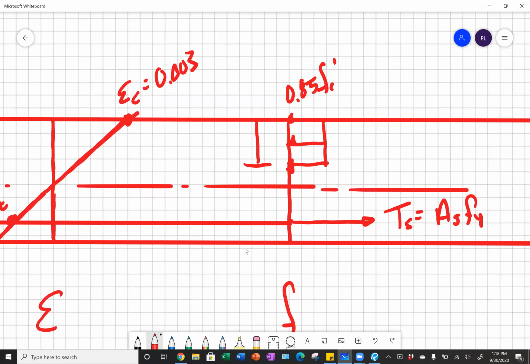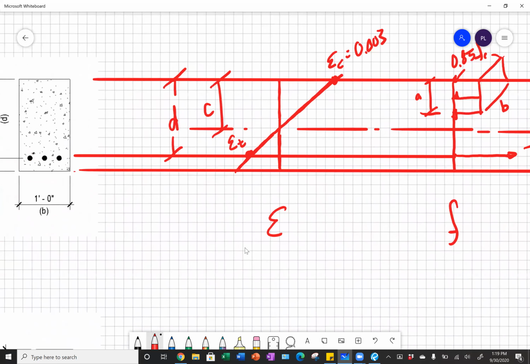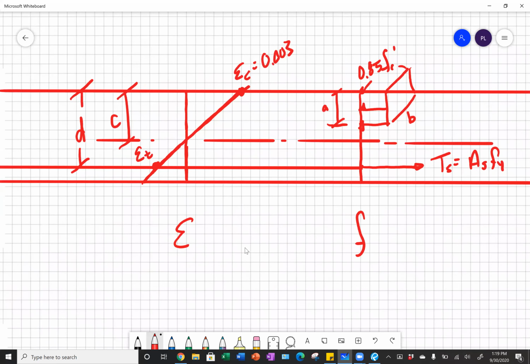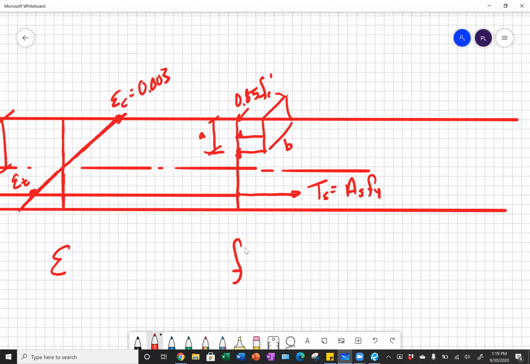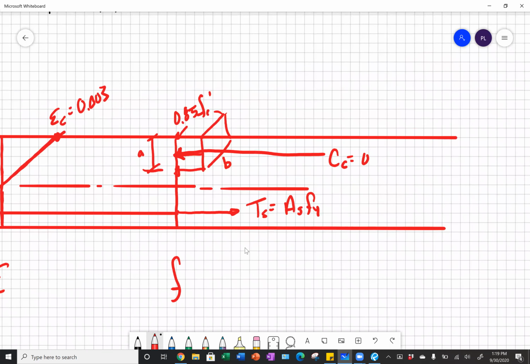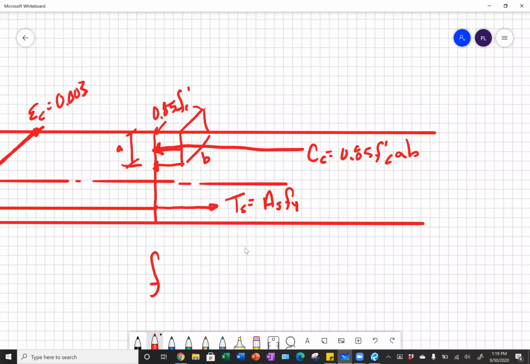We know this dimension is A, the depth of our stress block, and we know it goes into the page a B dimension, where B is the width of our beam. In this case, this would be our B dimension, 12 inches. If we take the area of that rectangular stress block, that becomes our compression force in our member, which we abbreviate C sub C, and we would have 0.85 times F prime C times A times B. These would be our internal forces on our concrete beam member.